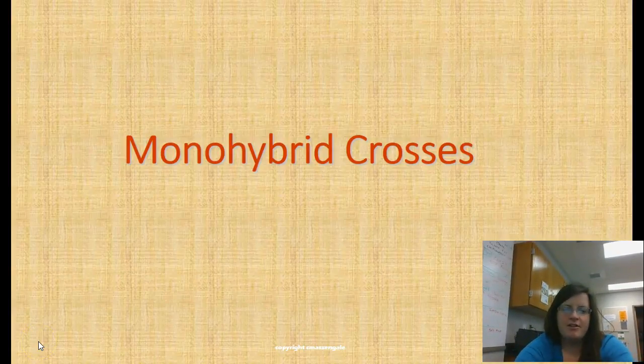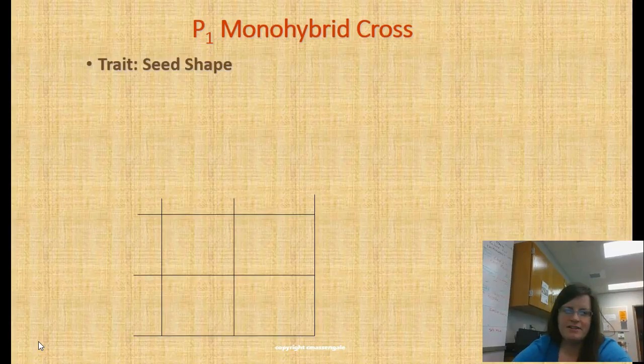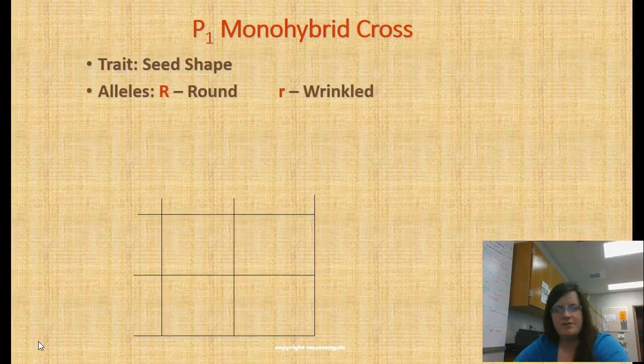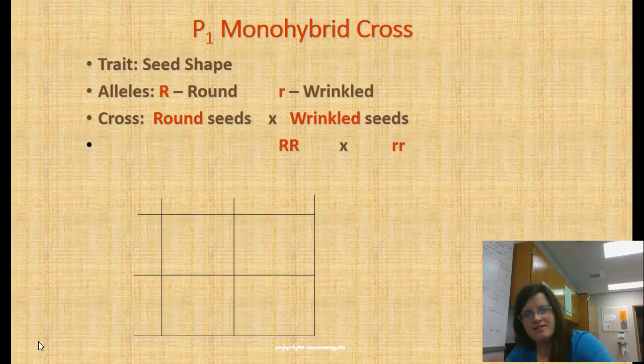Alright, so next we're going to go over monohybrid crosses and how to actually do problems like that. So here we have a parental monohybrid cross. P1 stands for the parental generation. The trait you're looking at is seed shape: capital R is round, little r is wrinkled, and you are crossing round seeds with wrinkled seeds. So you have two capital R's and then two little r's.